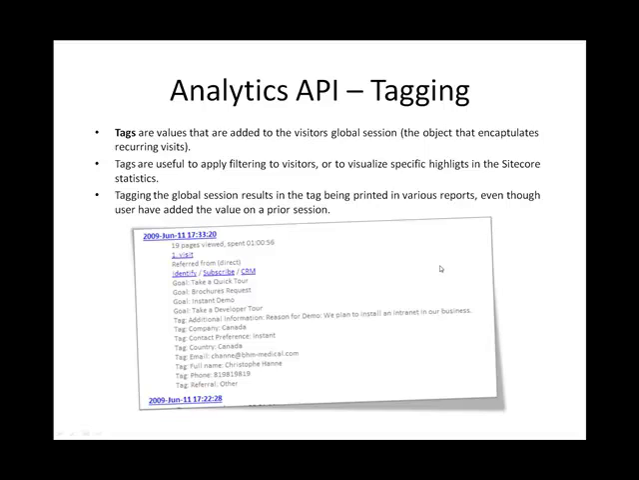Analytics API and tagging. Tags are values that are added to the visitor's global session. Tags are useful to apply filtering to visitors or to visualize specific highlights in the Sitecore statistics. So, for example, we could tag a particular user with information that we have generated out of a form that they've filled in, such as full name, email, country. We want to use this and tag this information against this particular person's session and session ID, so the next time they come back into the system, we know all the information about them. You can, of course, add your own types of tags within the system.